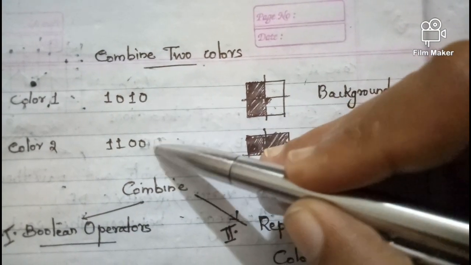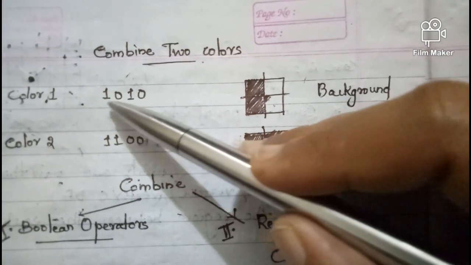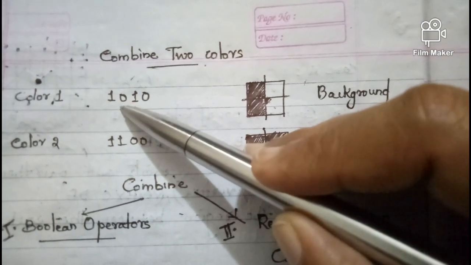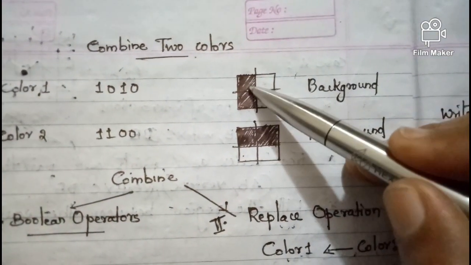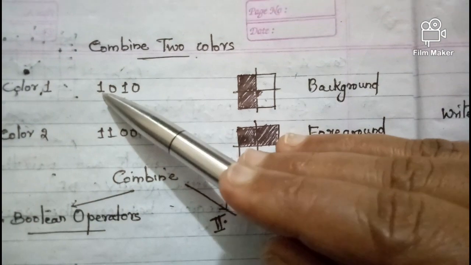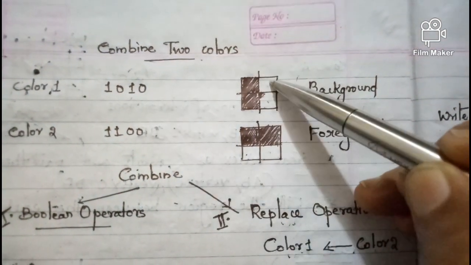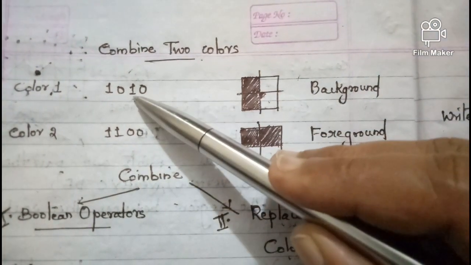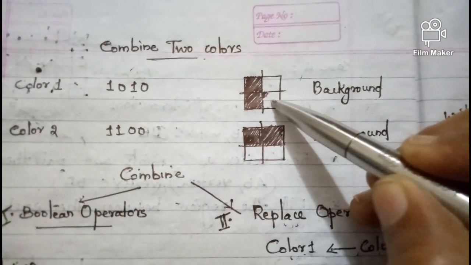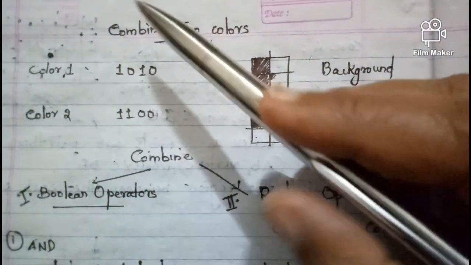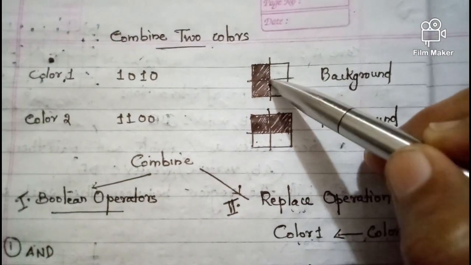Now, let us see how these can be represented. This indicates that the first pixel is to be plotted, the second pixel is not to be plotted, the third pixel is to be plotted, and the fourth is not to be plotted. So as per the binary code, since it is 1, the first pixel is plotted. Since it is 0, the second pixel is not plotted. Since it is 1, the third pixel is plotted, and since this is 0, the fourth pixel is not plotted. So this is the representation of color 1, its binary equivalent.